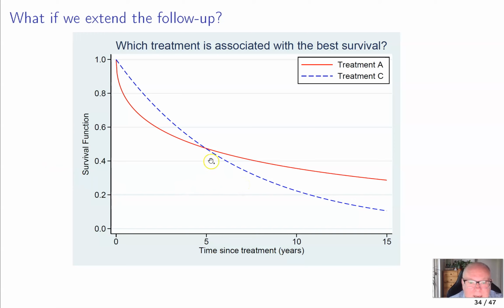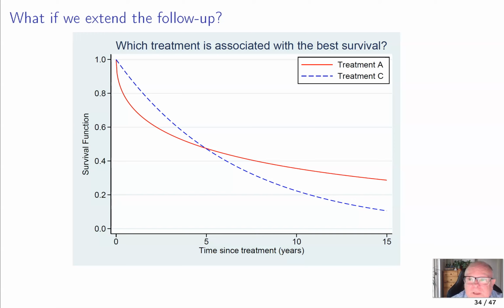Well, we see after 5 years, the survivor function is highest for those on treatment A. So, which treatment is associated with the best survival? Well, it differs according to follow-up time. And this is one of the features of the survivor function. It's a function of time. So differences between survivor functions for two groups can depend on time.